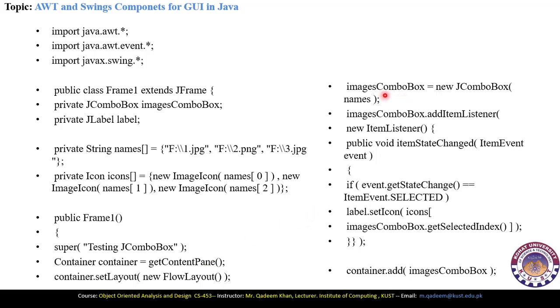Now here is the image combo box object definition. Here we have just declared this object. So private JComboBox imageComboBox. Here imageComboBox is going to be a new JComboBox, and the names array is provided here, and it contains 3 different strings. So this combo box will contain 3 strings.